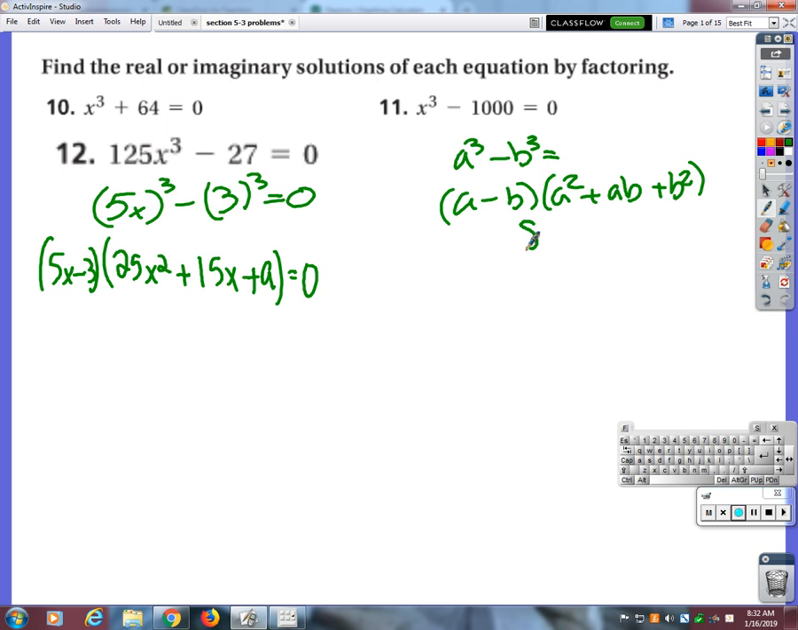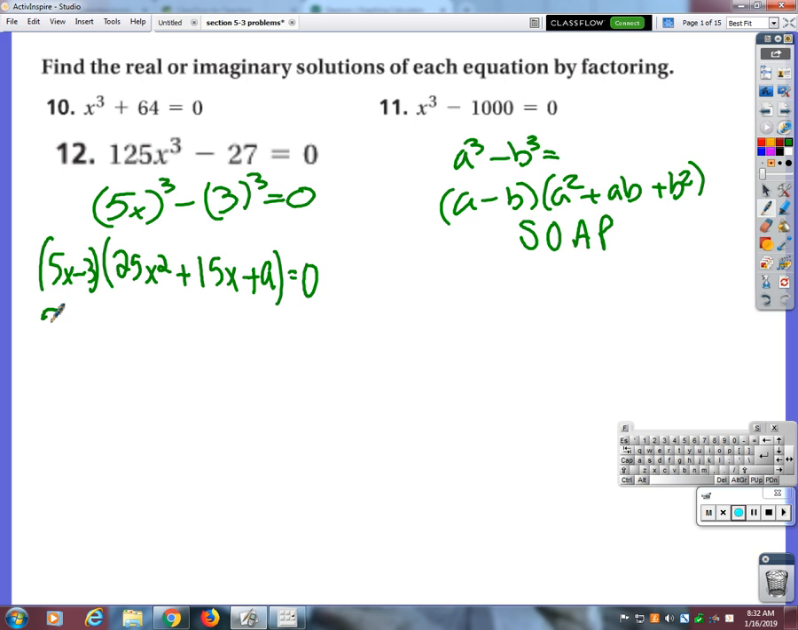There is a mnemonic device to remember this that you probably won't ever remember because you don't use this a ton, and that is SOAP. This sign right here is going to be the same as this sign. This one right here is always the opposite of this one. So if this is plus, then this is minus, and if this is minus, this is plus. And then the last one is always positive. So same, opposite, always positive.